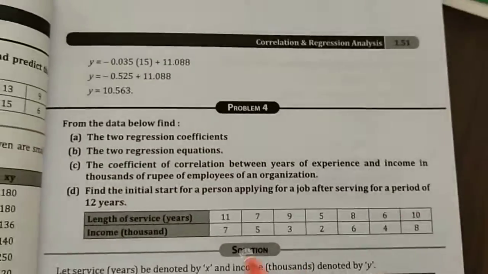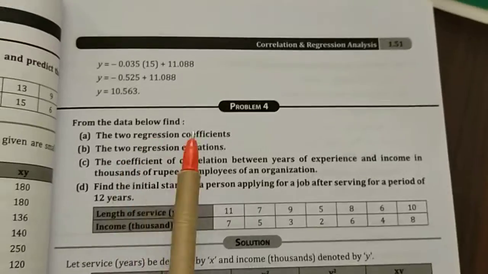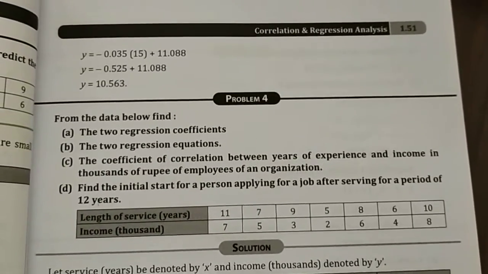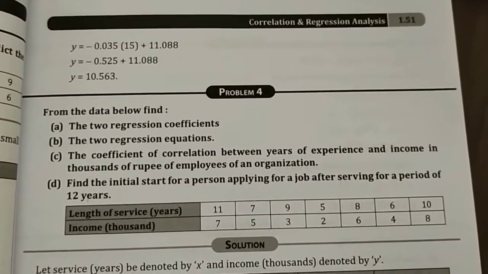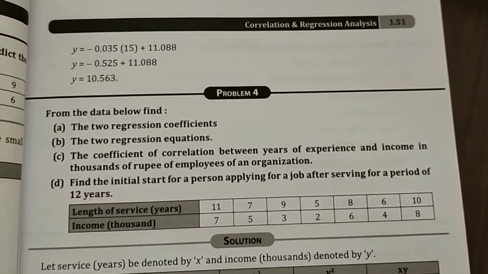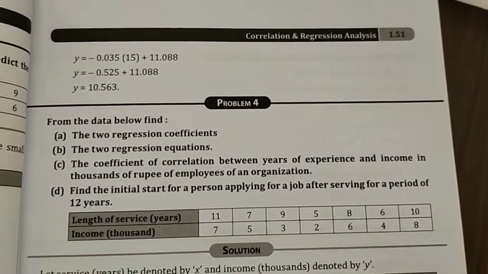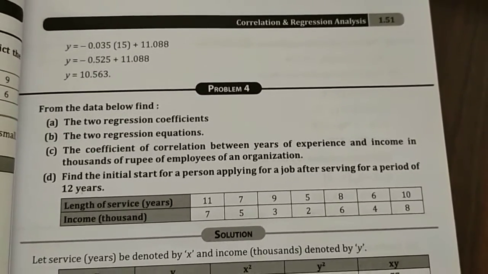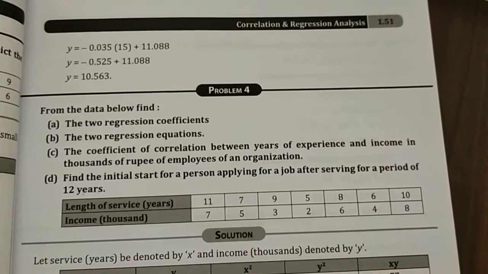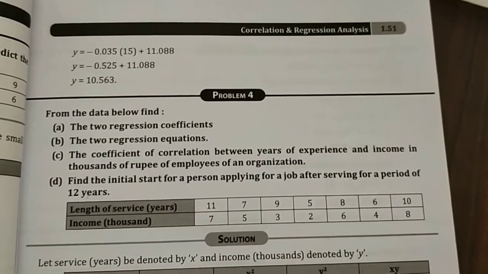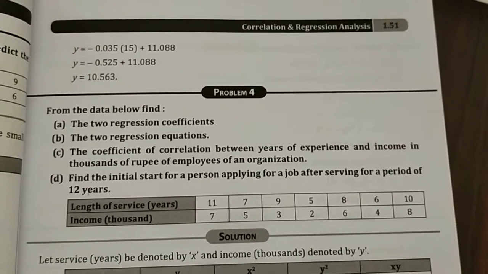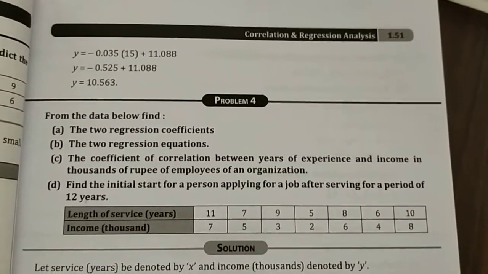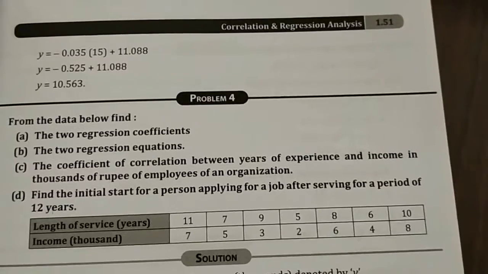Next question is: from the following data given below, find the two regression equations and the coefficient of correlation between years of experience and income in thousands of rupees of employees of an organization. Find the initial salary for a person applying for a job after serving for a period of 12 years. So we have to find out two regression equations. So write down the question.